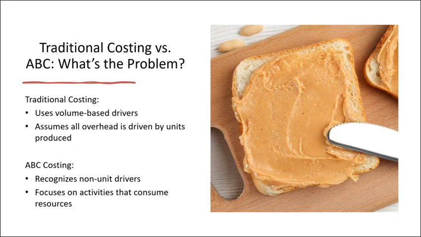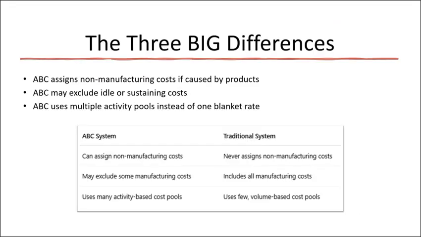So let's set the stage. Traditional absorption costing, great for GAAP, not so great for decision making. ABC flips the script. It asks, what's actually causing these costs? Instead of spreading all overhead like peanut butter over every unit, ABC targets the real culprits, the activity. ABC is basically the detective of cost systems. It looks at really all cost and tries to decide if there's a cause and effect relationship between the cost and the cost object.